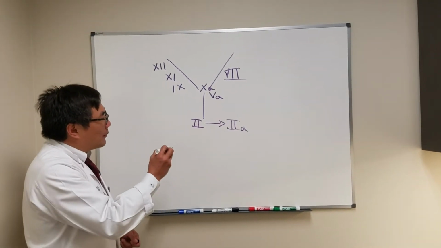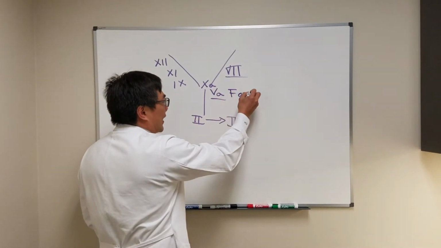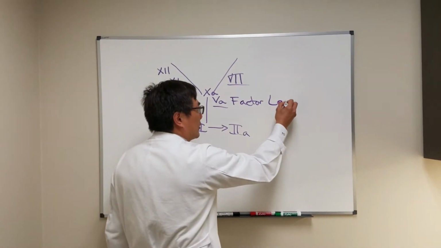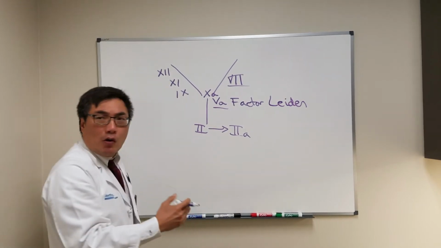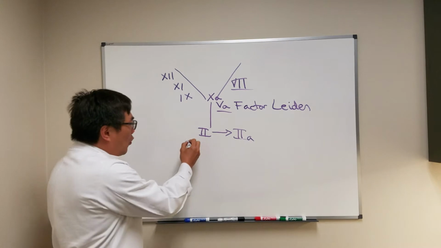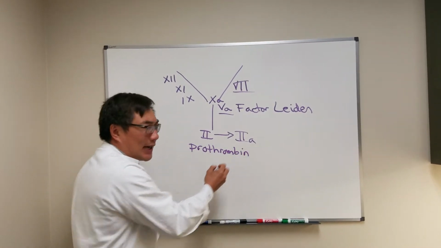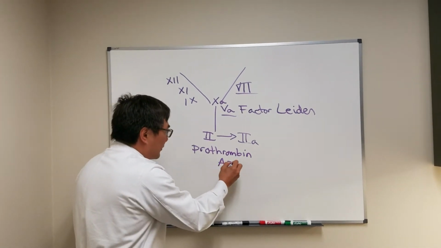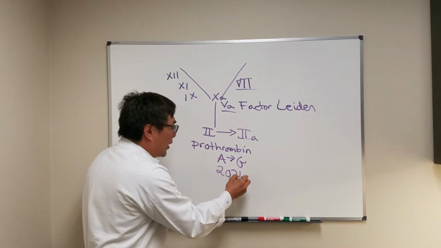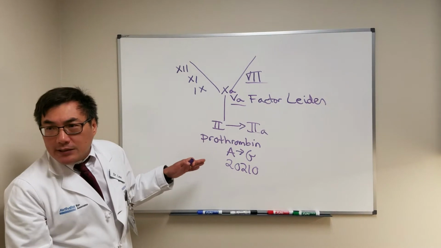We can have problems with mutations. The mutations can occur at the factor 5, and the most common is the factor 5 Leiden mutation. You can be heterozygote or homozygote for this mutation, and it leads to activated protein C resistance. Or you can have a mutation in the prothrombin gene, a single nucleotide polymorphism, A to G, at position 20210. So these are the two most common mutations that we see.